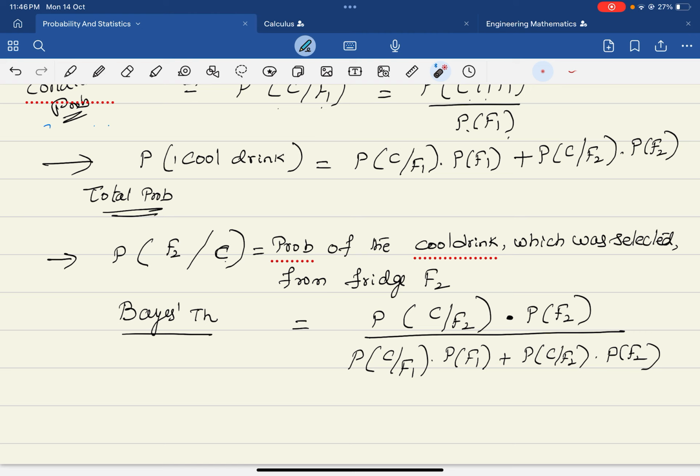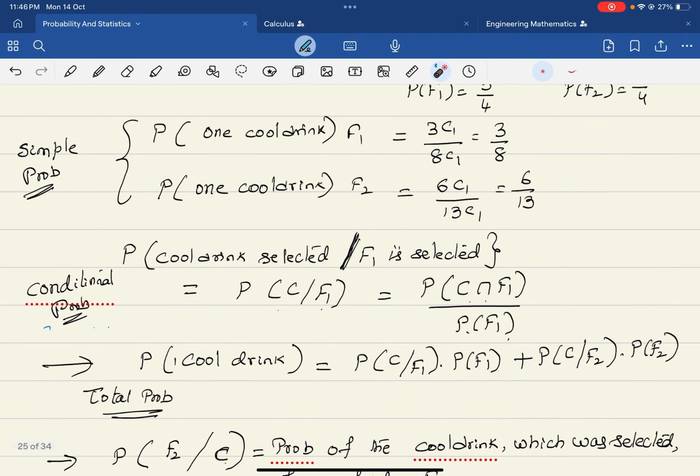You know the classic definition of probability: the favorable event over the sum of the total probabilities. What is your favorable event? It should be from fridge 2. So P of C given F2 multiplied by P of F2, over P of C given F1 multiplied by P of F1, plus P of C given F2 multiplied by P of F2. What is this denominator? This is the total probability. So this is the Bayes theorem. This is conditional probability. This is total probability. Normal simple probability is this. I hope you could understand. But when you do the problems, you will understand more easily.